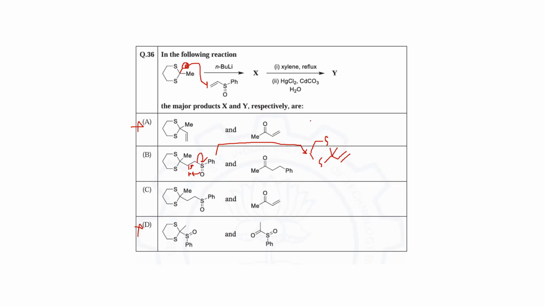After that, if we add HgCl2 and cadmium carbonate in H2O, what happens? This ketal gets deprotected and we get our carbonyl back. So what will be the product? The product will be this one. So the correct option is option C.